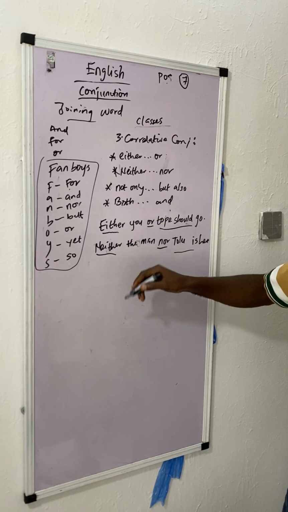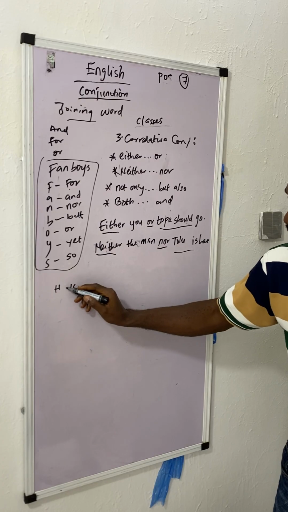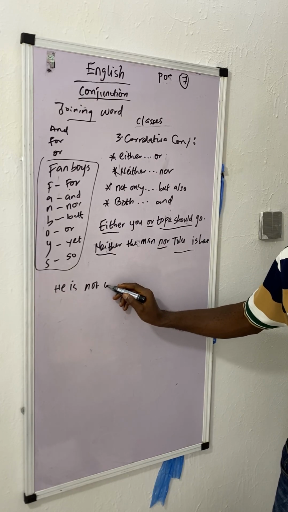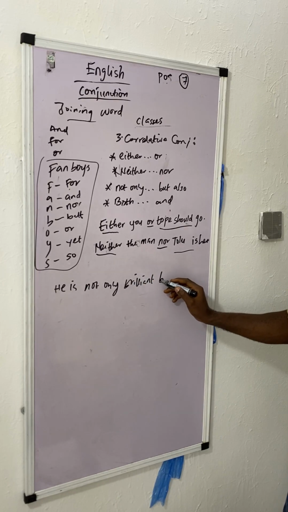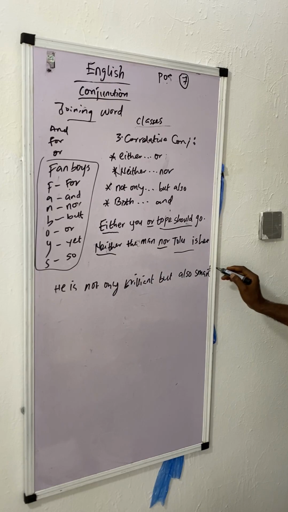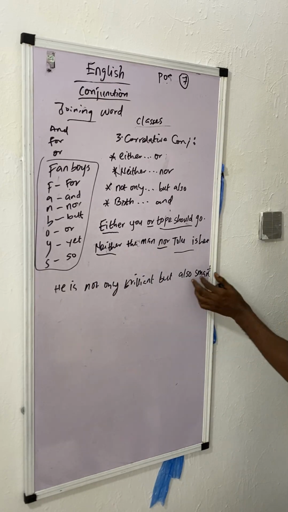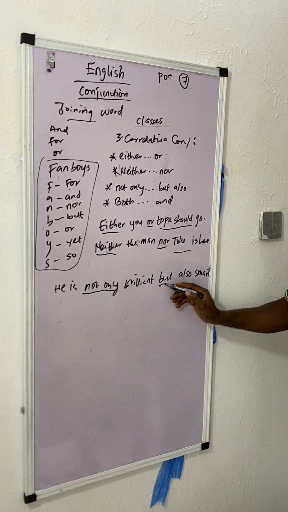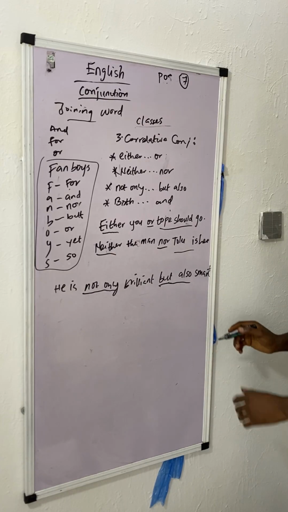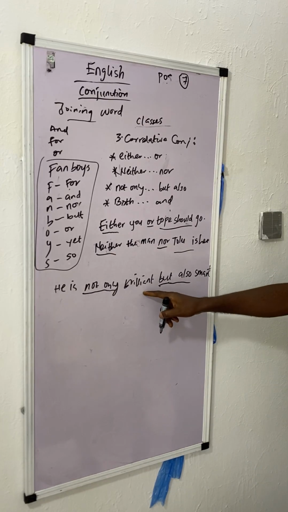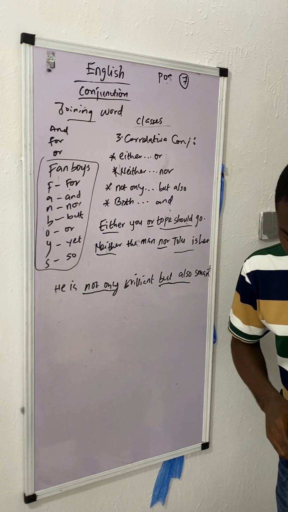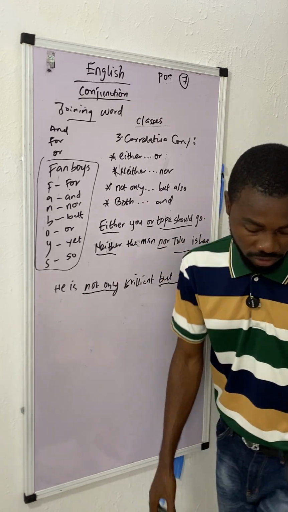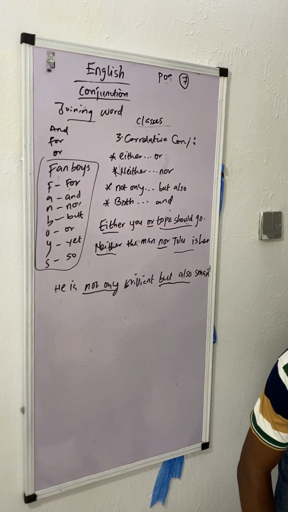Let's do this: not only but also. Then we draw the curtain. He is not only brilliant but also smart. But when you say "he is not only brilliant, also smart," or you use "but smart," the sentence becomes wrong, because you didn't use the conjunction completely. All right, so that's that for conjunction.